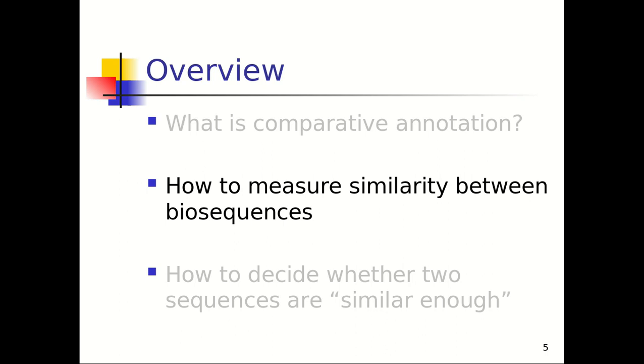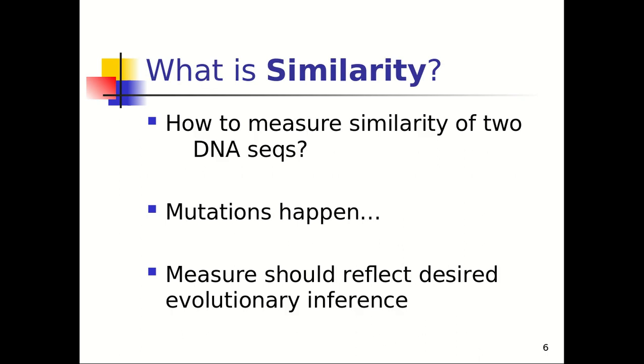Do I want my dots to appear whenever there's a 70% sequence match, or maybe only 50% sequence match, or do I want it really high, 90%? So we have to figure out how we are going to measure this similarity in the sequences. Mutations cause the similarity to decrease, so we want to create a measure that reflects how mutations work.